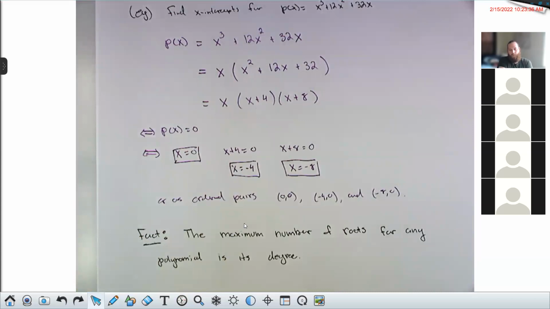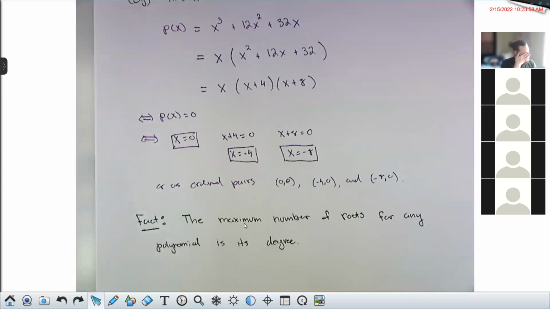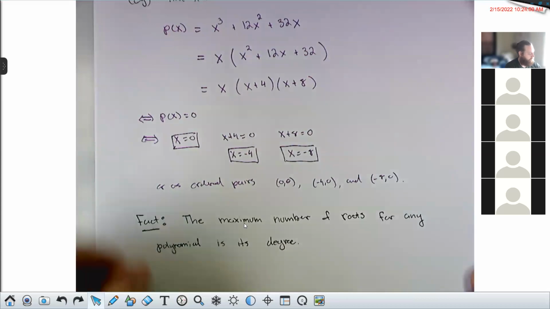So if you have a polynomial of degree 5, it could have at most 5 x-intercepts. And conversely, if you have a polynomial and it has 5 x-intercepts, you know the degree needs to be at least 5. Okay, sorry, just wanted to sneak that in there before we talk about end behavior. Let's go ahead and do the end behavior thing.